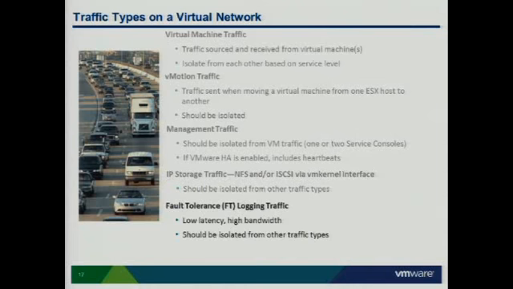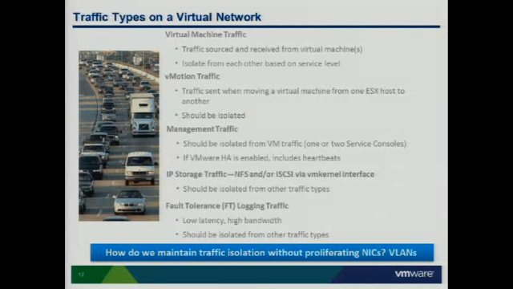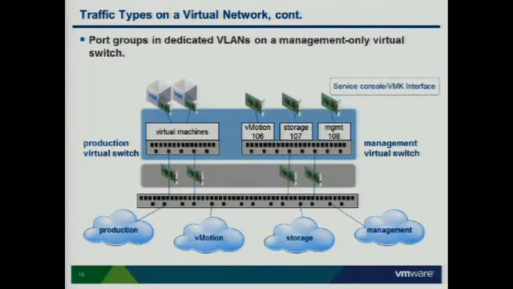What that brings us to is answering this question: how do we maintain traffic isolation without proliferating NICs? We're looking at VLANs, or 802.1q VLAN tagging. So let's dive into that and see what we're talking about here. We have our port groups and dedicated VLANs on a management-only virtual switch. You can see on one side I have the service console and the VMkernel interface. They're VLAN tagged for the services: vMotion on VLAN 106, storage on VLAN 107, and management on VLAN 108. And then our virtual machines are actually residing on another virtual switch.